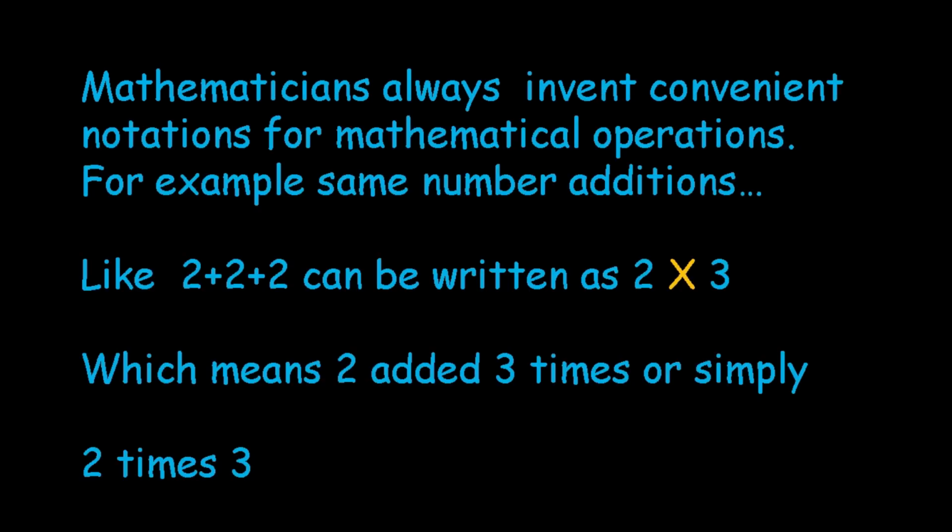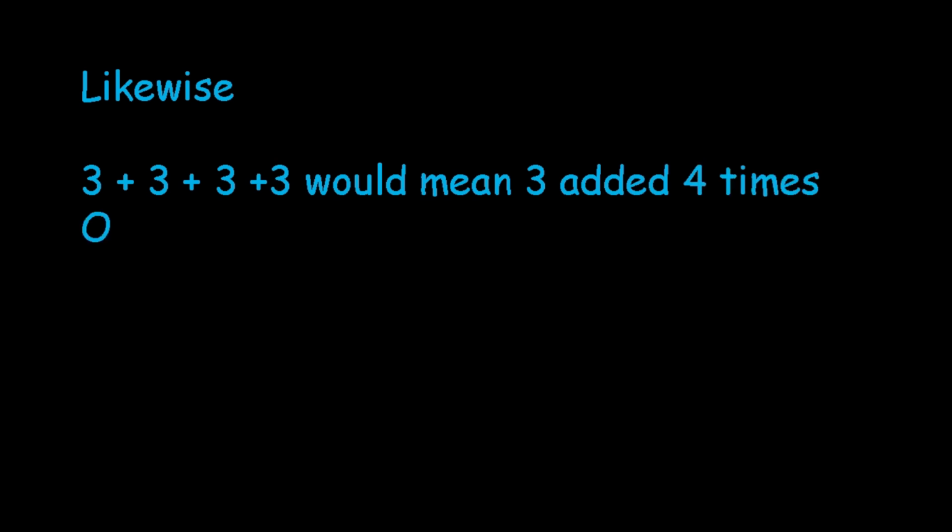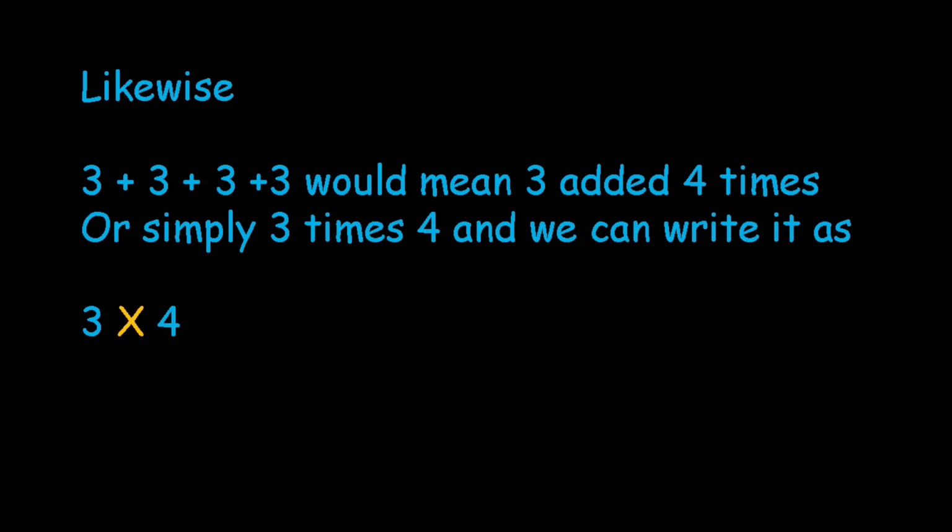Mathematicians always invent convenient notations for mathematical operations. For example, same number additions like 2 plus 2 plus 2 can be written as 2 times 3, which means 2 added 3 times, or simply 2 times 3. Likewise, 3 plus 3 plus 3 plus 3 would mean 3 added 4 times, or simply 3 times 4, and we can write it as 3x4, where x means multiplication.